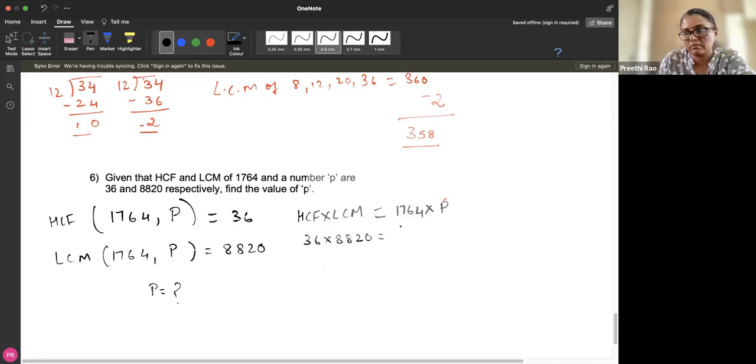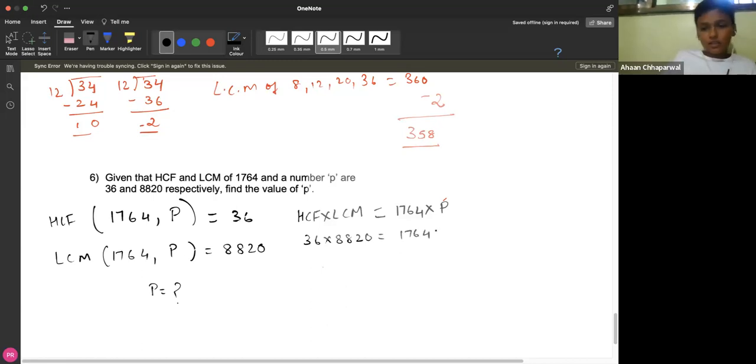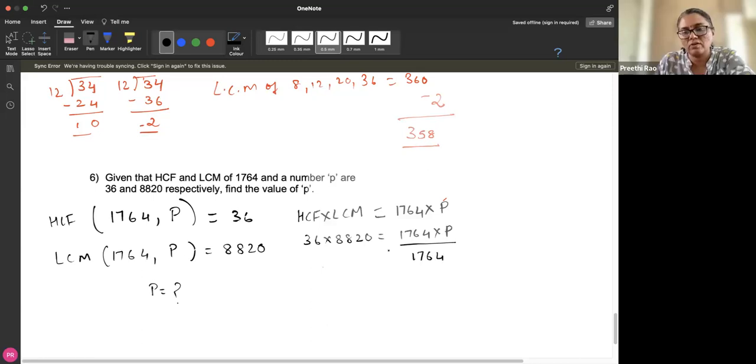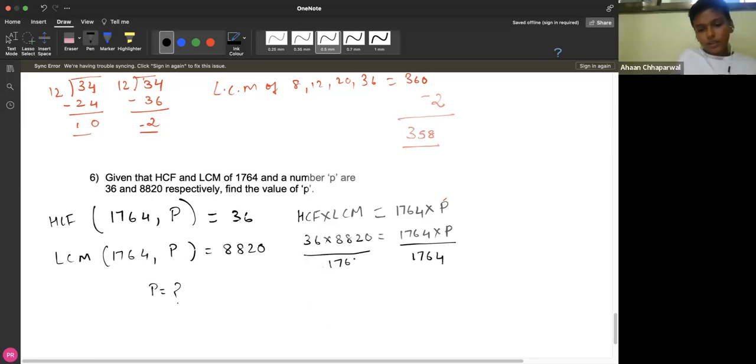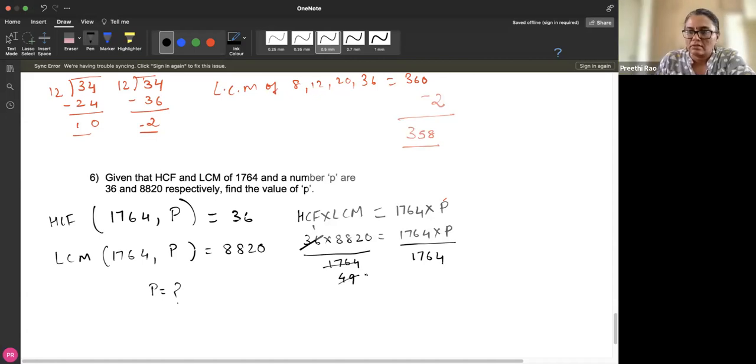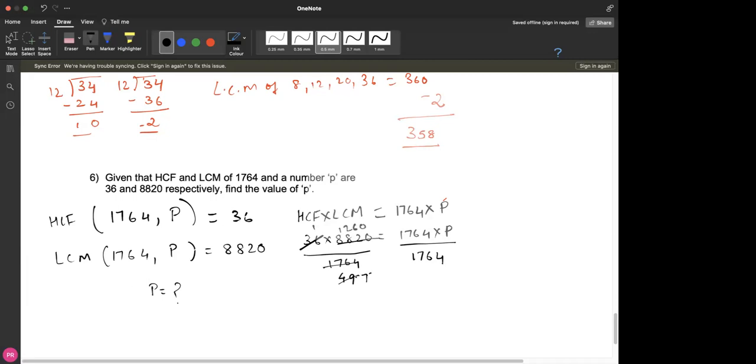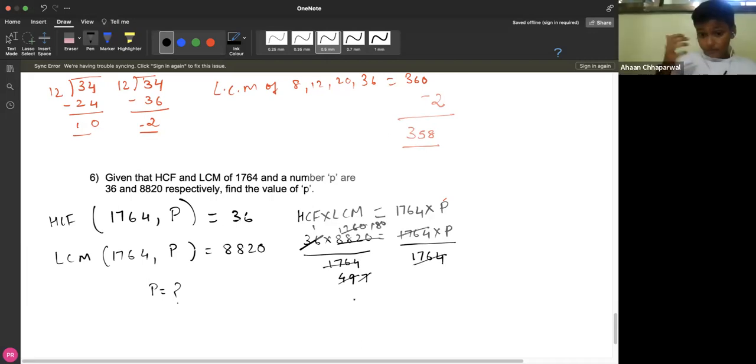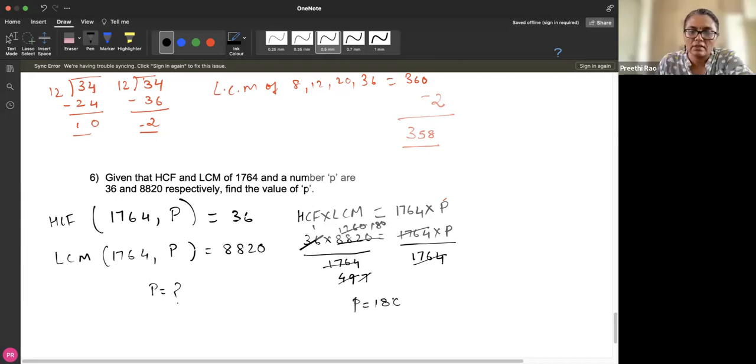We can get 1764 to the other side, so I divide by 1764 on both sides. Then when I simplify, 1764 into P is equal to 8820. Actually, no need, ma'am. 1764 into 5 is equal to 8820, right? 180. Okay, so P is 180.